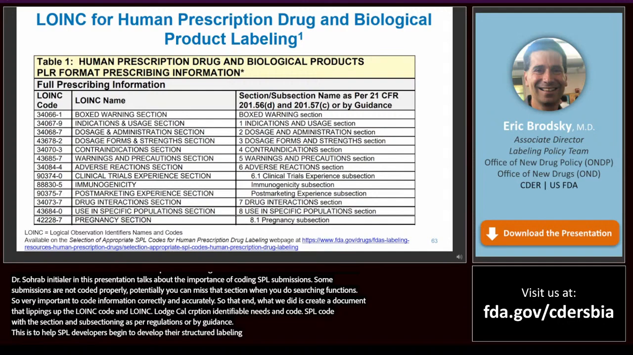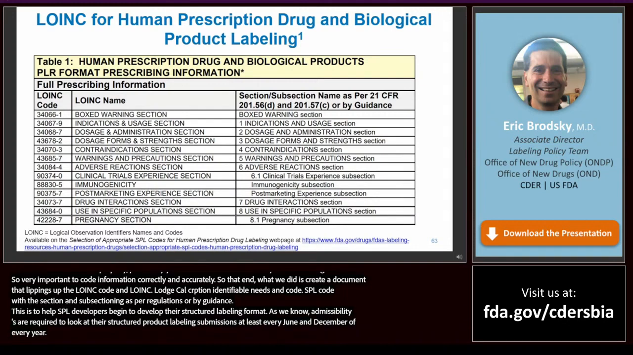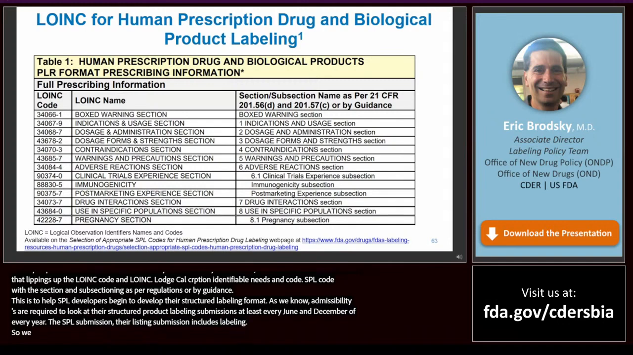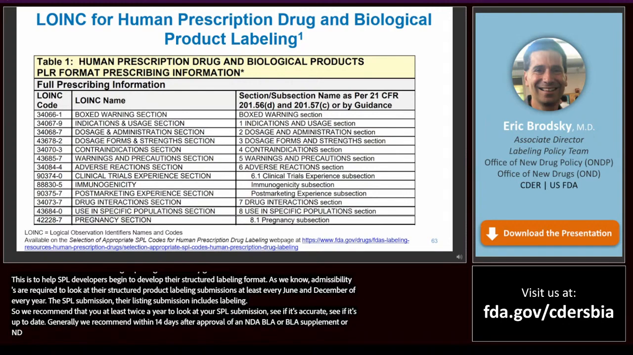As we know, applicants are required to look at their structured product labeling submissions at least every June and December of every year. The structured product labeling submission, their listing submission, includes labeling. So we recommend that you at least twice a year look at your structured product labeling submission, see if it's accurate, see if it's up to date. Generally, we recommend within 14 days after approval of an NDA, BLA, or a BLA supplement or an NDA supplement, you submit your new updated structured product labeling file to FDA's electronic system.